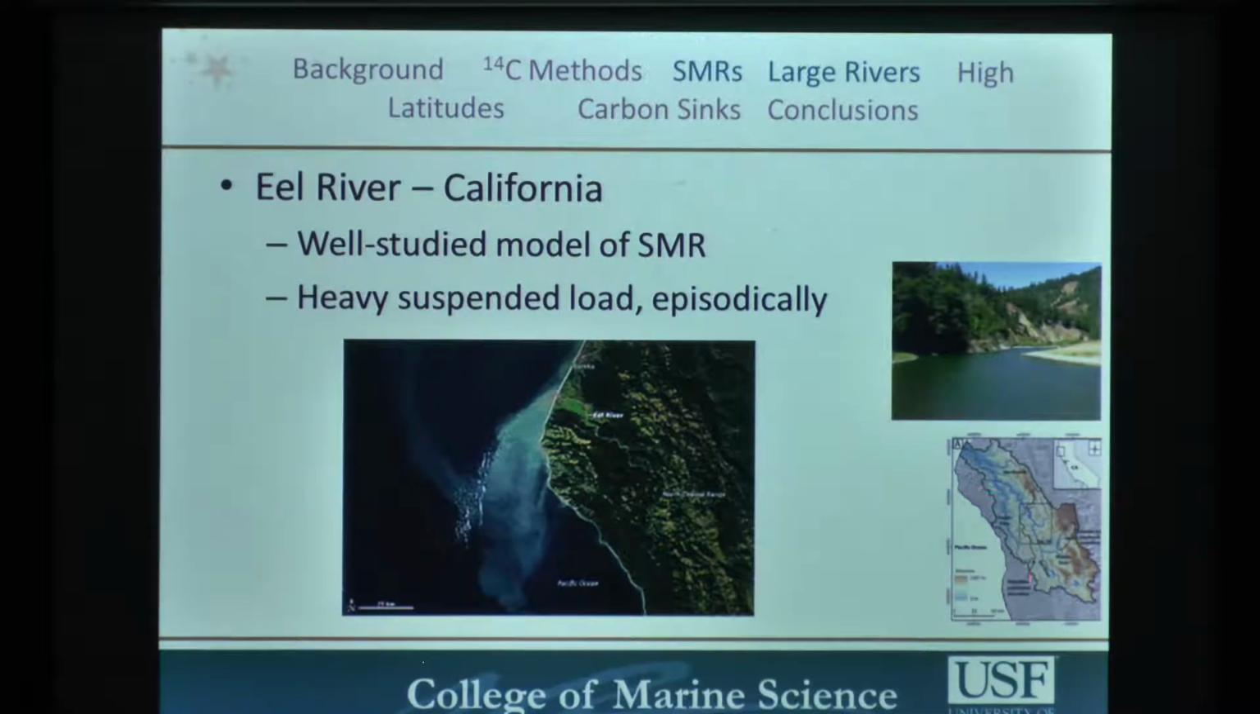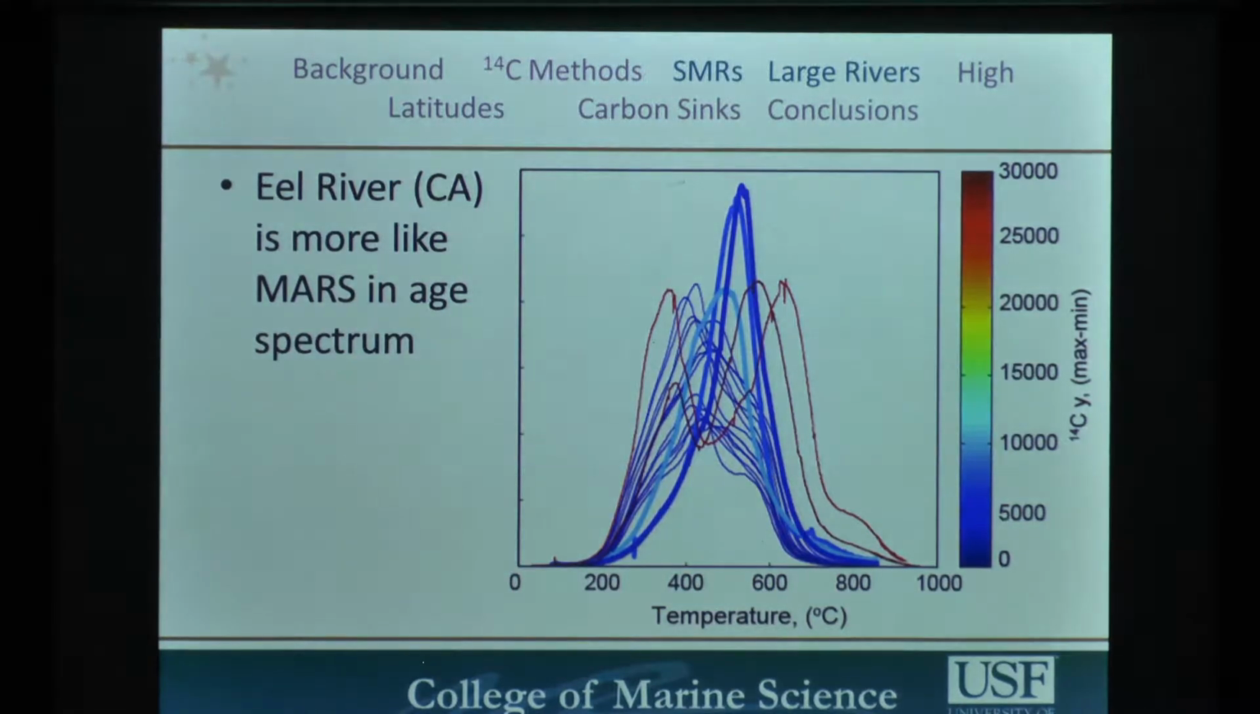And they're very episodic, but overall they have a lot of bang for their buck in delivering terrestrial carbon to the oceans. This is a map of the elevations here. It's nothing like the Himalayas, but this is a pretty steep drop compared to the Mississippi, right? And you can see that in this picture from the river itself. The Eel River, why we picked that one, it's a well-studied model. It's sort of the model for small mountainous rivers.